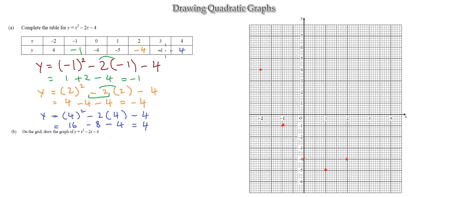When x is 3, y is minus 1. And lastly, when x is 4, y is also 4. X is 4, you go up, y is also 4. So that's it, we've plotted our points properly.